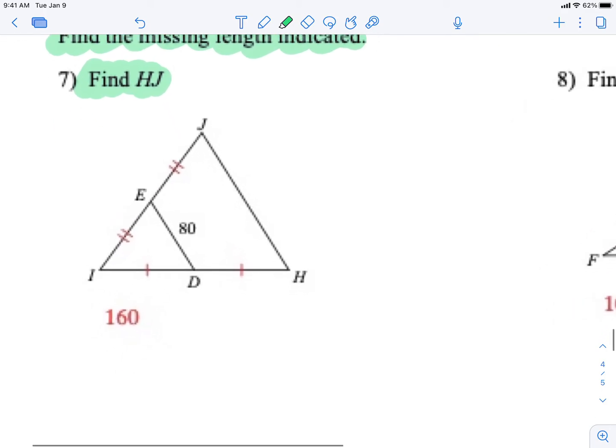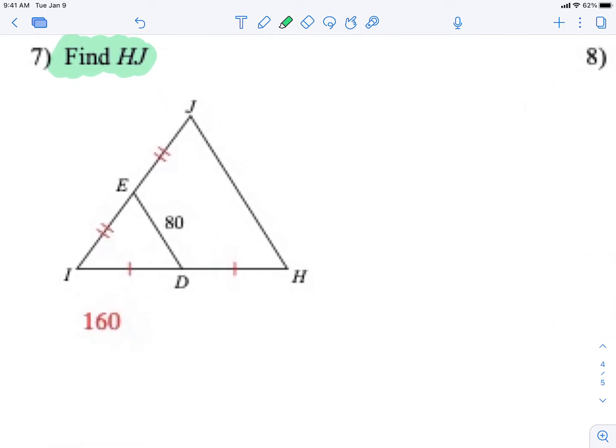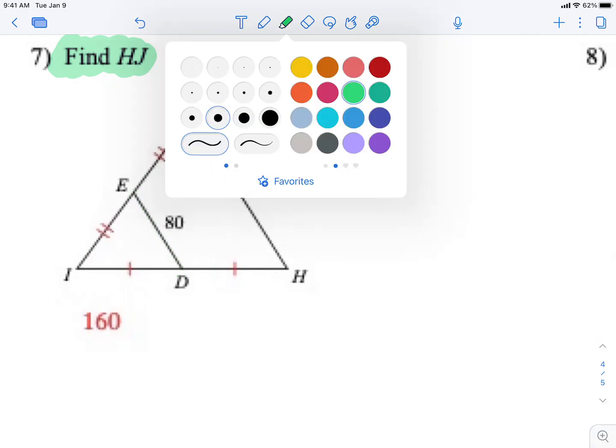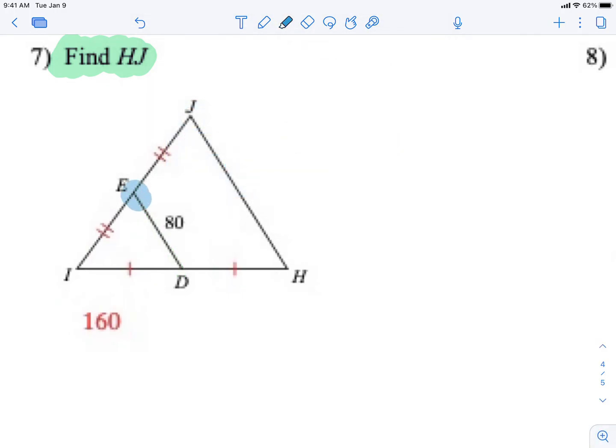Well, if you notice this triangle here, it's connecting the middle. So between I and H, the middle is D. And between I and J, the middle is E. So it's connecting both middles. So when we connect both middles, something cool happens. You create a segment that's parallel to the bottom segment like this. If you notice, this one is longer than this one. So this is the short segment and this is the long segment.